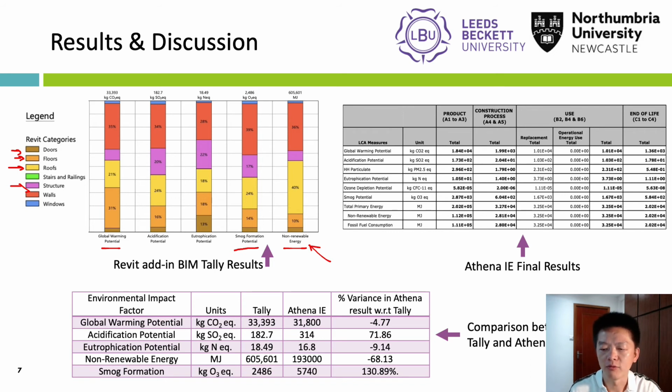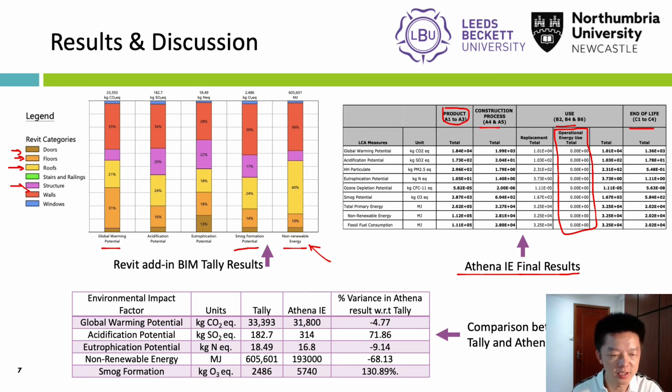And on the right part is the Athena final result. You can see they have the LCA measured for all nine impact factors, including the total impact from the product stage, construction stage, usage stage, and end of life stage. So they have the impact for each stage. You can see the operational energy here is 0 because we didn't enter the energy consumption per month for this analysis, because operational energy is not included in this study.